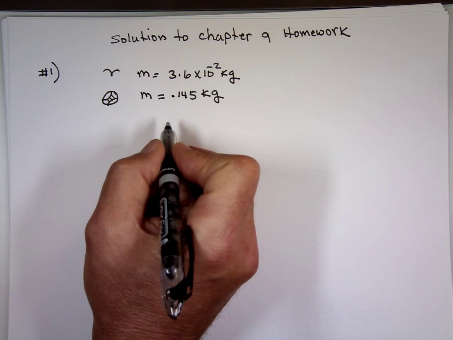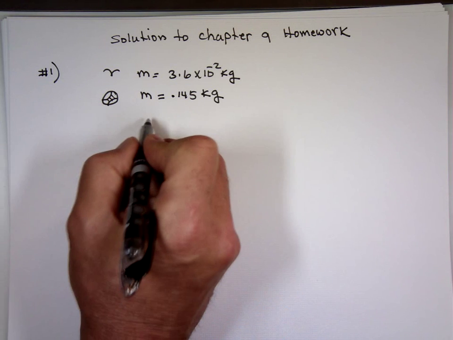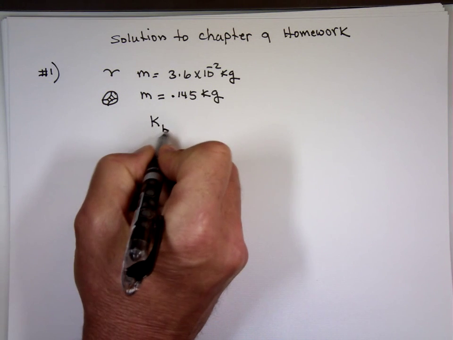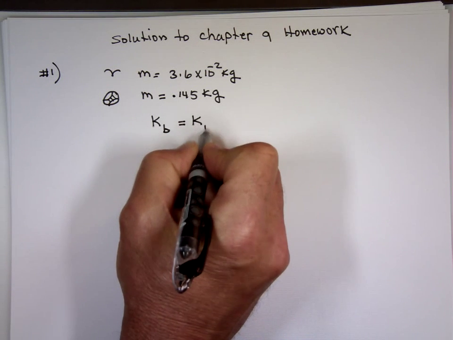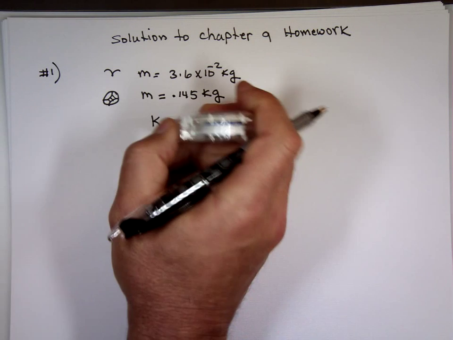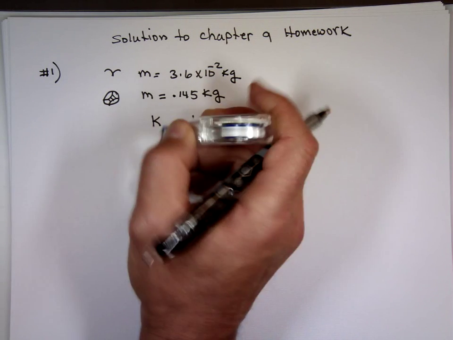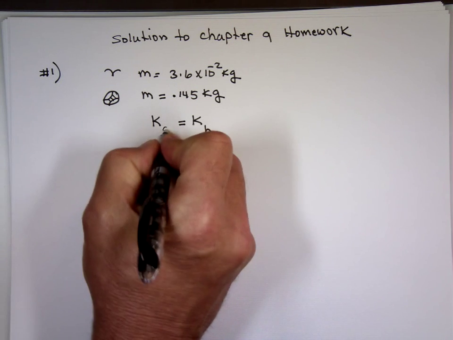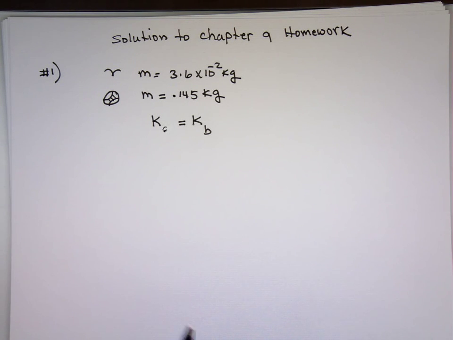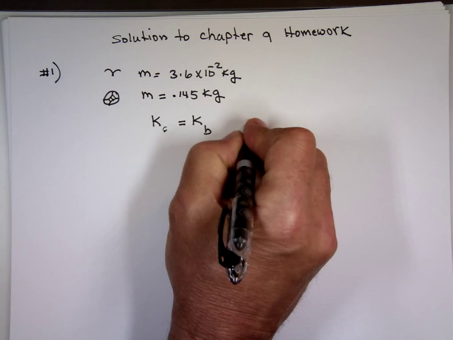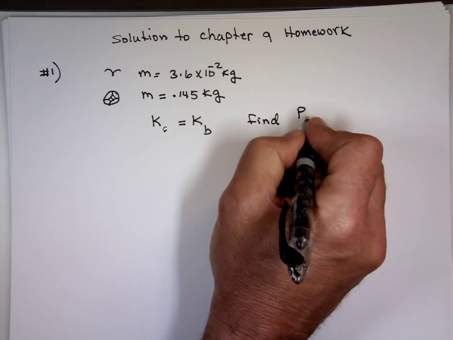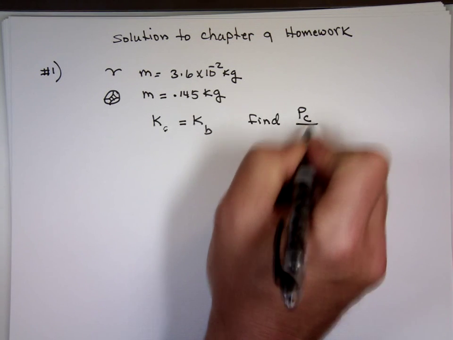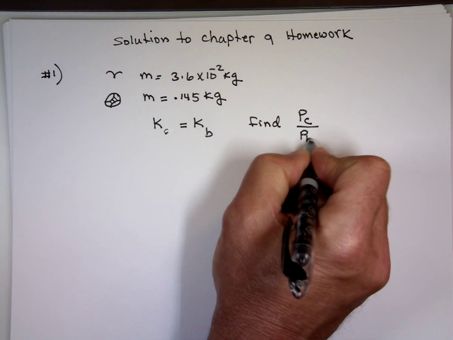The question says, if the kinetic energy for the bird is equal to the kinetic energy for the baseball, we can't use B and B, let's use C here, I don't know, bird, canary, whatever. If the kinetic energy is the same, can you tell me what is the ratio? Can you find the ratio of the linear momentum for the bird to the linear momentum for the baseball?